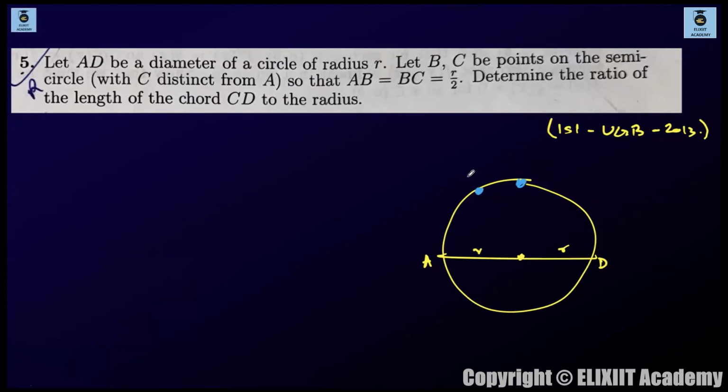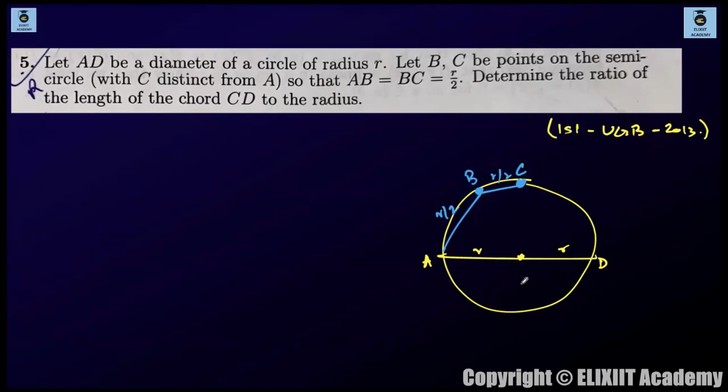That's what they have said. B and C are two different points on the semicircle with C distinct from A, meaning A and C are not the same. Definitely, A and C are two distinct points, so that AB and BC are R by 2. This is R by 2 and this is also R by 2.